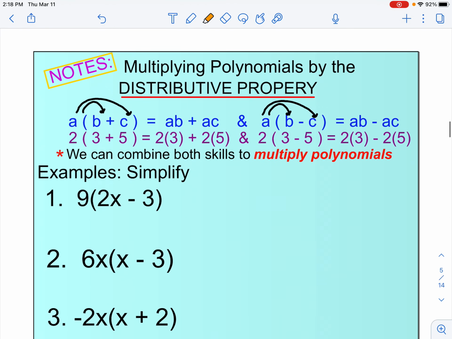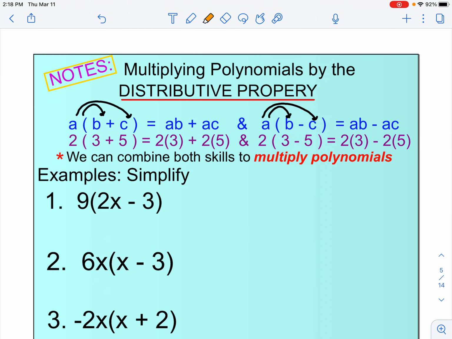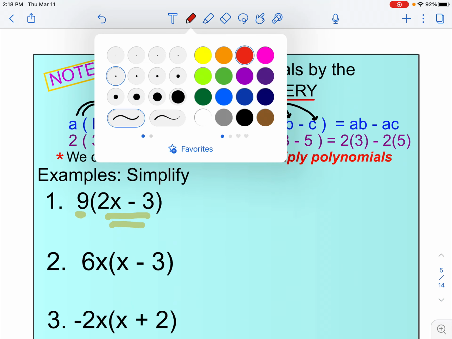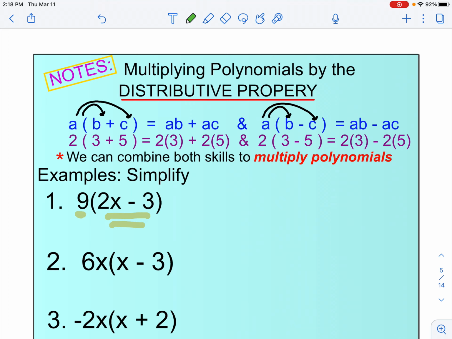So this is what we are working on today: we are multiplying polynomials, so more than just monomials, one term. You can see in this first example right here, we're multiplying a monomial of 9 times a binomial, 2x minus 3. When they're pretty simple, just a monomial times some other polynomial, we can use the distributive property. We've done this before: when there's a number or a letter outside the parenthesis, we have to multiply it to each term inside the parenthesis. So a times the quantity b plus c would be a times b plus a times c.